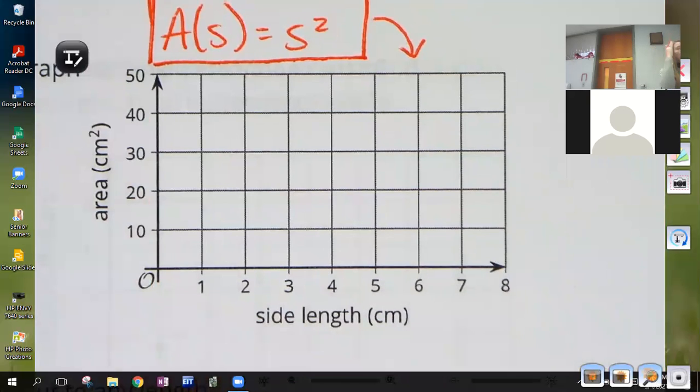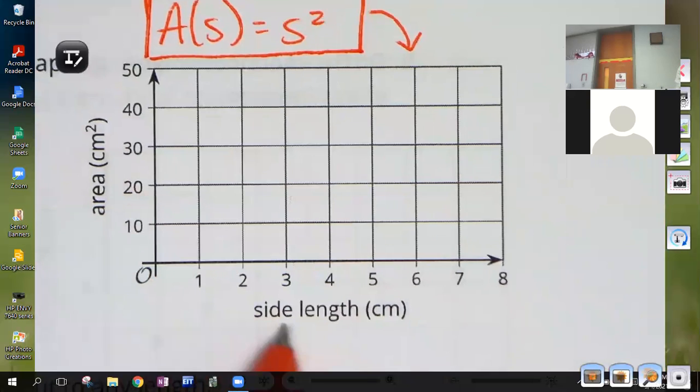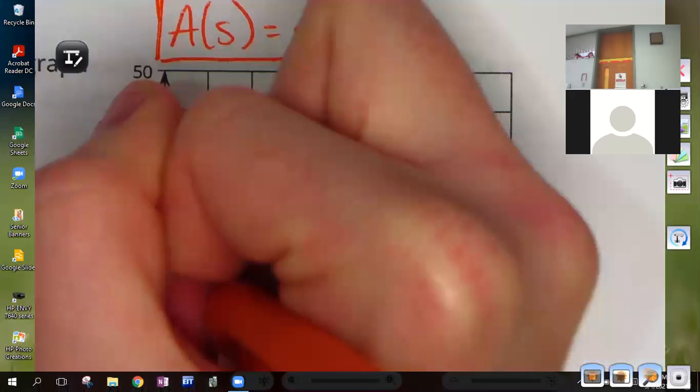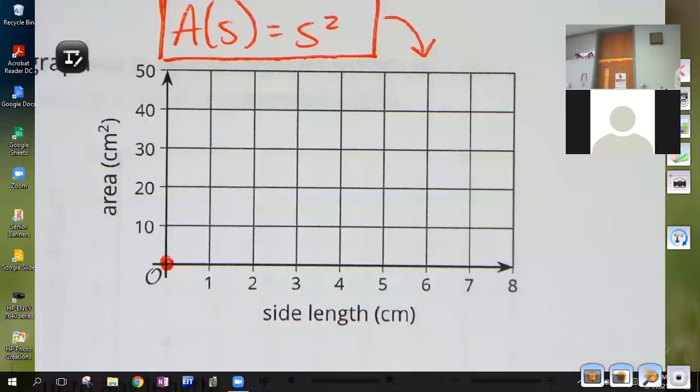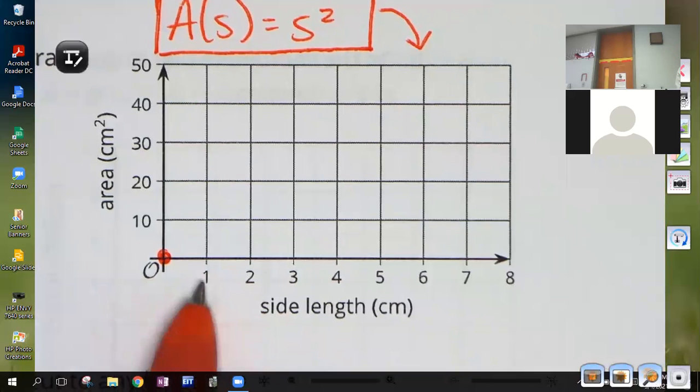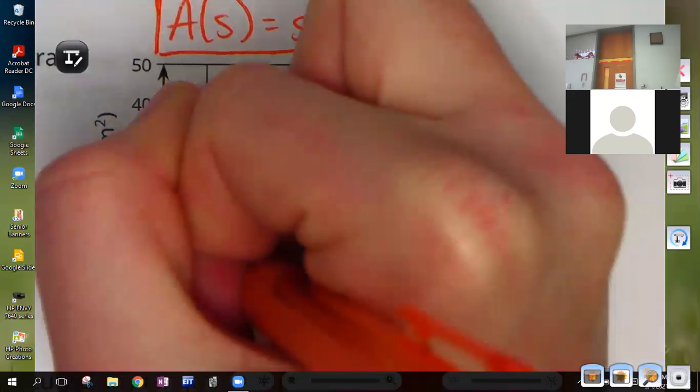Okay, so imagine a square and it has a side length of 0. What's the area? 0. Because it's non-existent. All right, now, what if we had a side length of 1? What is the area? Remember, what's that operation we're doing with that input? We're just squaring it or multiplying it by itself if that's easier for you. So what's 1 times 1? 1. So it's just going to be right there above your 1.